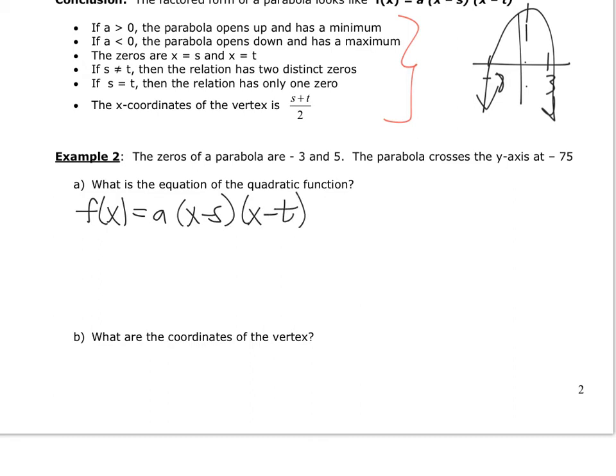Okay, so we know what our 2 zeros are. Our 2 zeros are negative 3 is s and 5 is t. So instead of s, I'm going to put negative 3. Instead of t, I'm going to put 5.